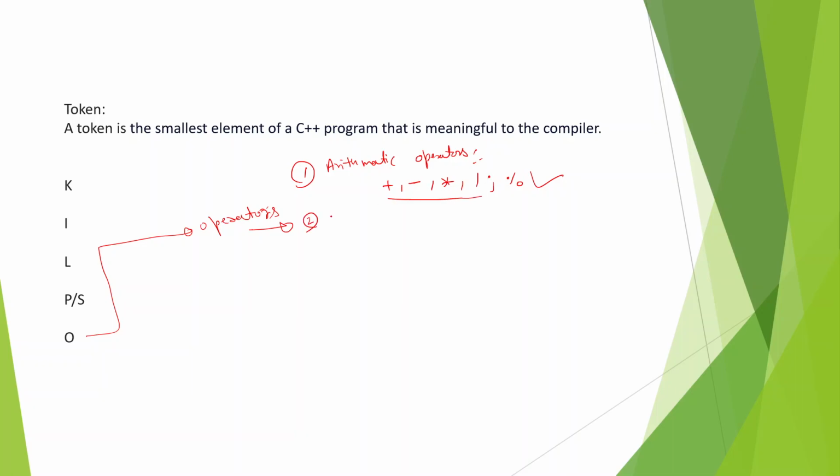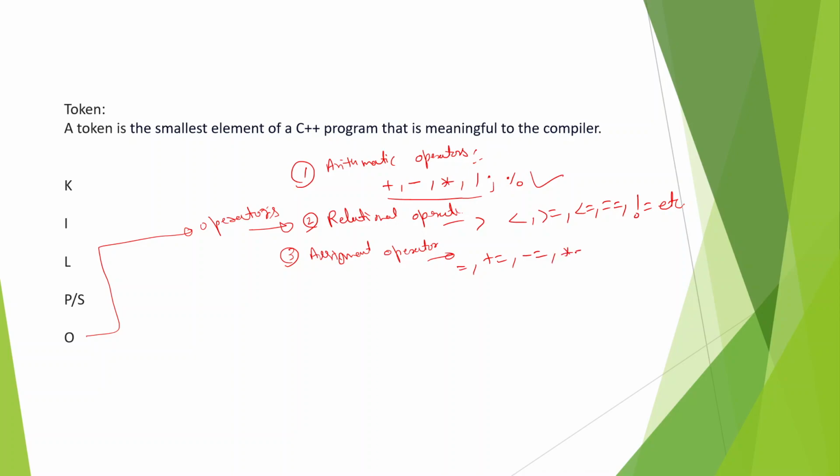Then second is the relational operator, like less than, greater than, greater than or equal to, less than or equal to, equal, not equal to, etc. Then third is the assignment operator, equal. They are the assignment operators.